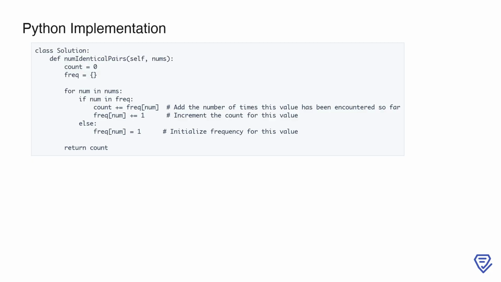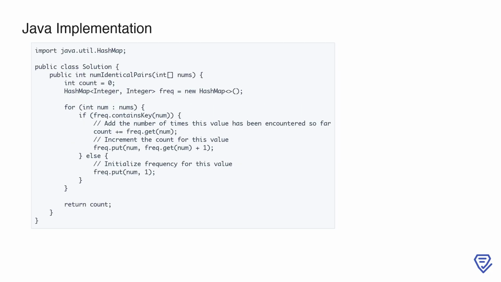The algorithm handles edge cases such as an empty list or a list with no duplicate values gracefully, as no duplicates will result in count remaining 0, and the frequency dictionary will simply track all unique values in the array without issue. This is the Java implementation of LeetCode problem number 1512, Number of Good Pairs.